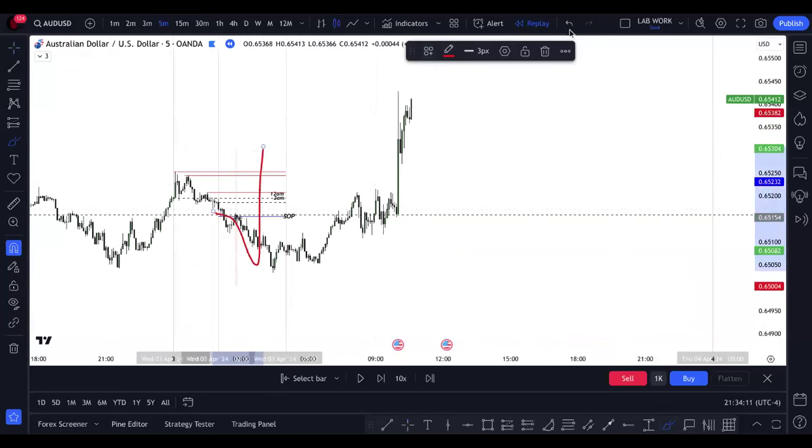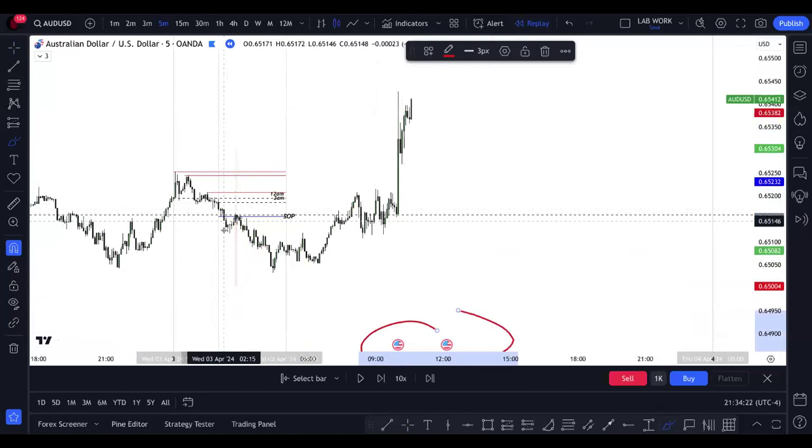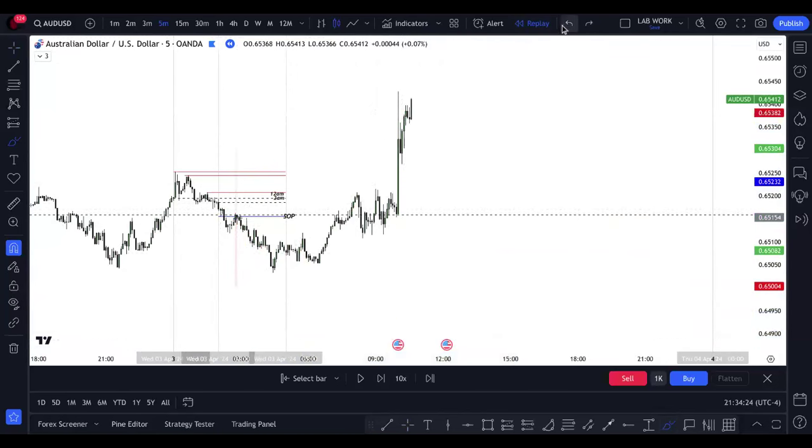Revert. Yes, we didn't get the revert immediately inside the kill zone. The revert came a little later. Hence, if we were to add more context, we could see, okay, there was news here. So maybe, if somebody wanted to optimize the model, maybe they wait for the news instead and then look to go long.